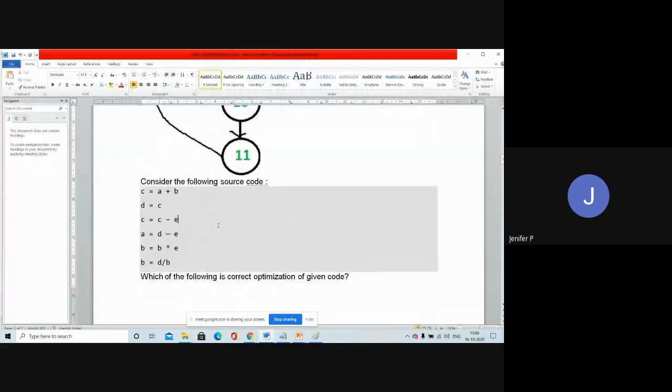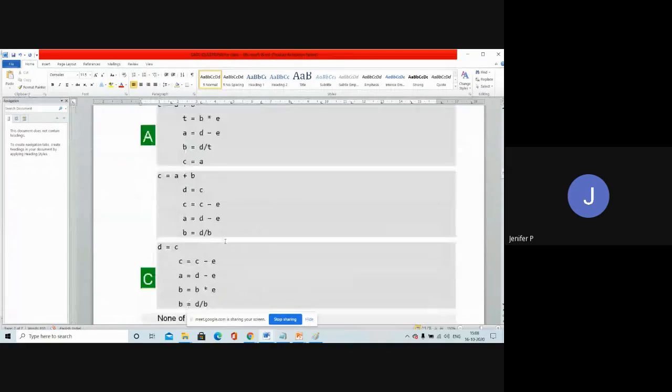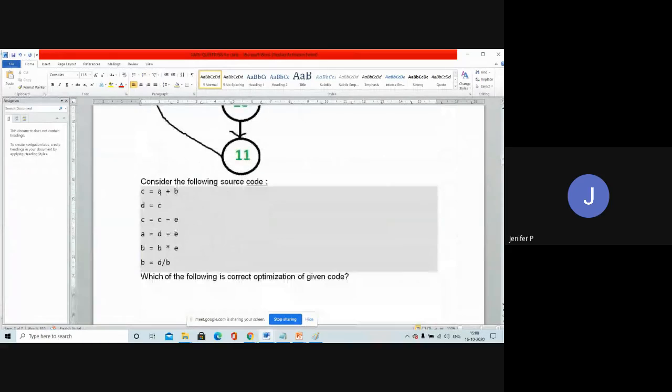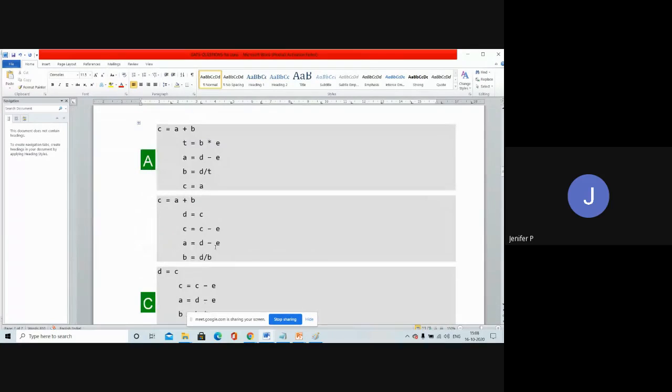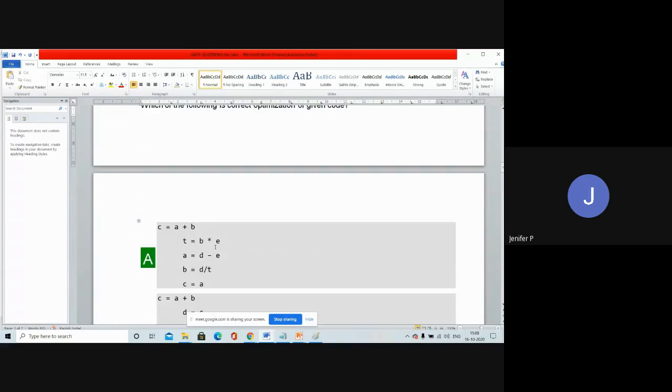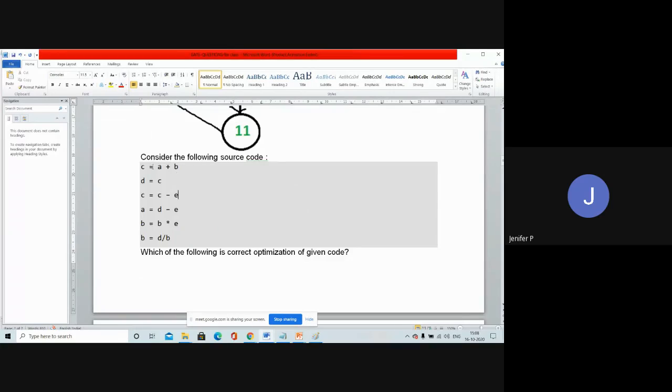Let us consider another one, it will be similar to this. I mentioned above, consider the following source code, which one of the following is false. See, we saw that above. Similarly here, which one is the correct optimization? Considering the following code, this is your code and you are asked to find the correct optimization. So first let us find our answer and then check the correct answer.